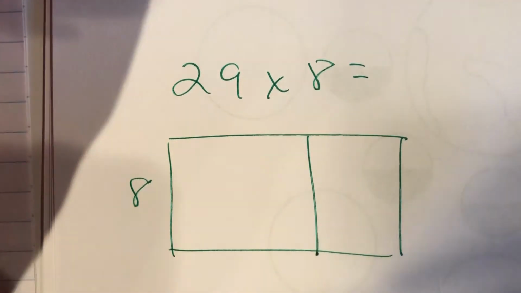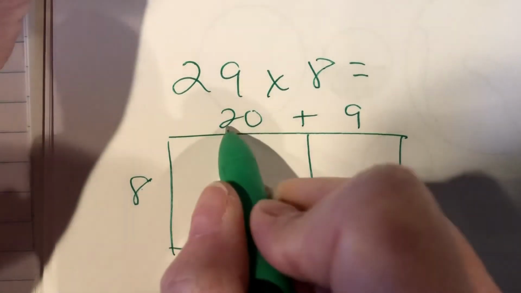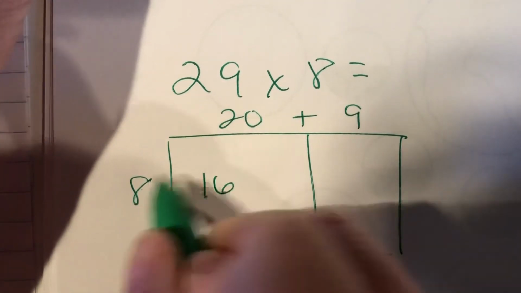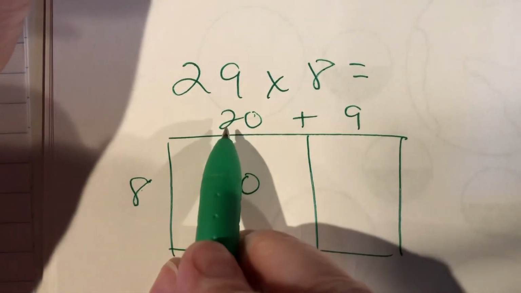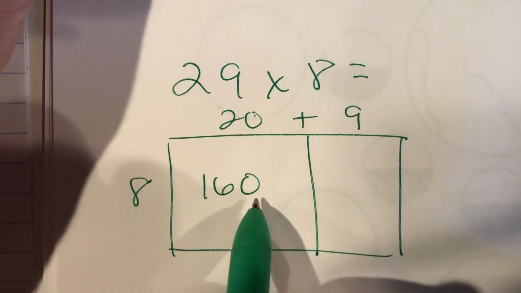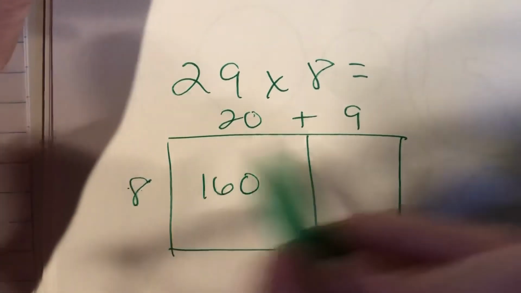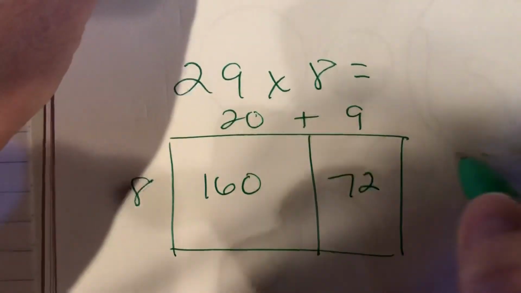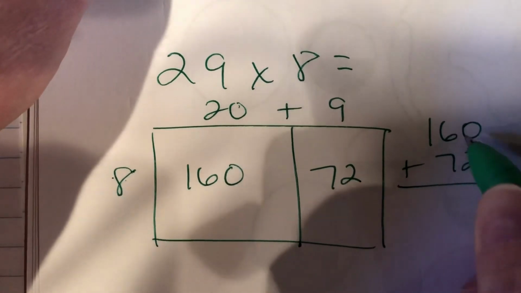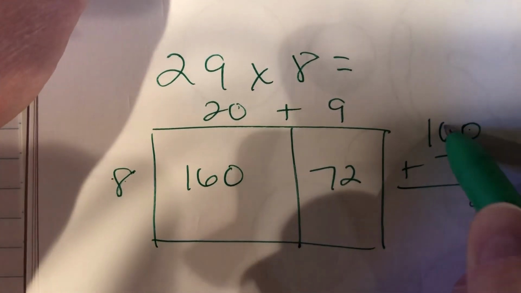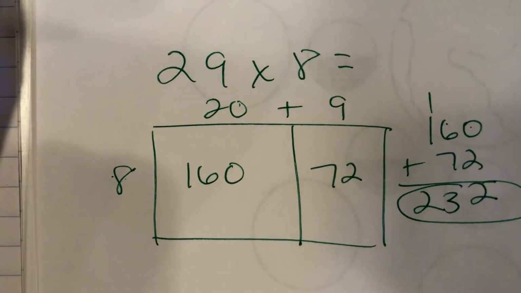I'm going to write my 8 along this side. I'm going to break my 29 up into 20 plus 9. 8 times 20, well, 8 times 2 is 16, and times 10 gives me that 0 there. So if 8 times 2 is 16, then 8 times 20 is 160. Remember, every time you multiply by 10, you shift those digits one place to the left. 8 times 9 is 72. So now, to find the area, you need to add 160 and 72. 0 plus 2 is 2. 6 plus 7 is 13, and 1 plus 1 is 2. So 232 is what you should have.